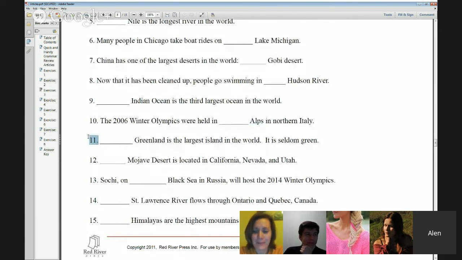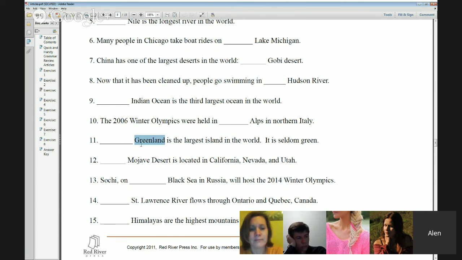Okay, 11. Elena? The Greenland is the largest island in the world. It is seldom green. The Greenland? Does anyone disagree? I think it's a country. Country, so no article. Yeah, it's a country. Greenland is a country, so no article needed.